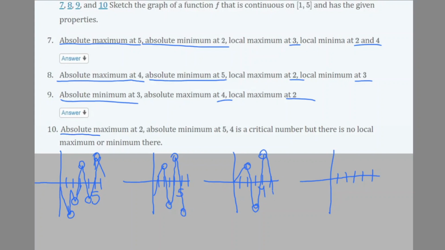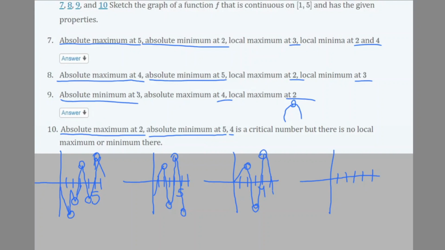The number 10 is absolute maximum at 2, absolute minimum at 5. And then 4 is a critical number, but there's no local maximum or minimum there. So what we could do is draw the graph in a fashion that the limit of the graph is reaching a horizontal tangent line, but the point at, for example, x equals 4 is not actually defined. So we can't depict a local maximum or minimum at that point.